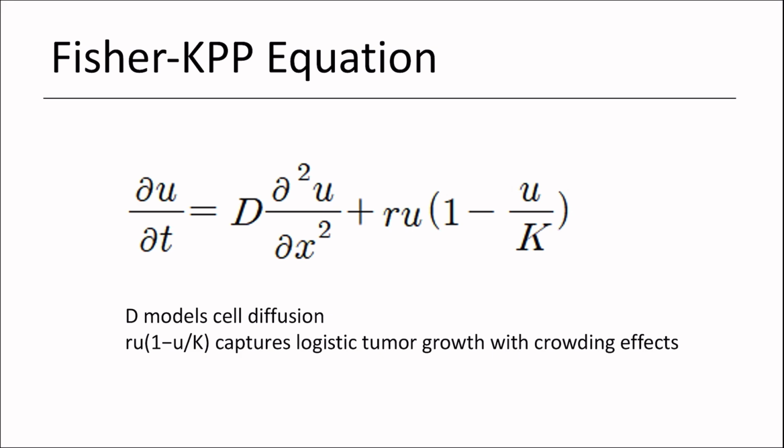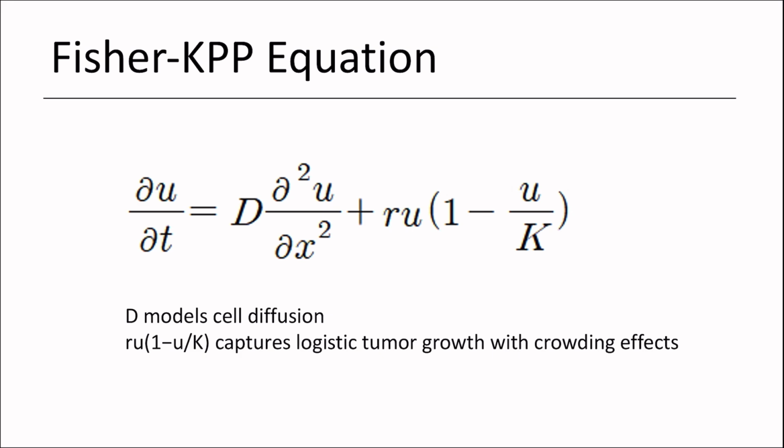Let's define the variables. D means diffusion constant, which is the rate at which cells disperse. R means growth rate of the cell population, and K represents carrying capacity, which is the maximum possible cell density. u as a function of x and t means tumor cell density at position x and time t. Ru represents rapid cell growth. 1 minus u is a regulatory term that limits growth as the population nears its maximum.